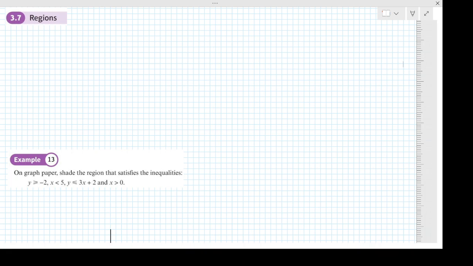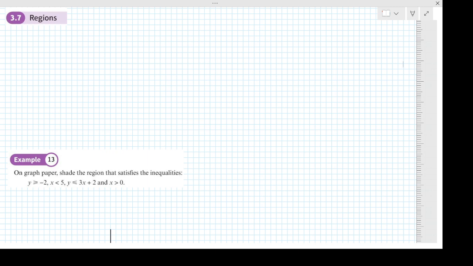Hello. So in this section, the final part of this chapter, we're going to continue our work on inequalities. But this time, we're building on what we looked at last time, when we solved certain inequalities by looking at the graphs.